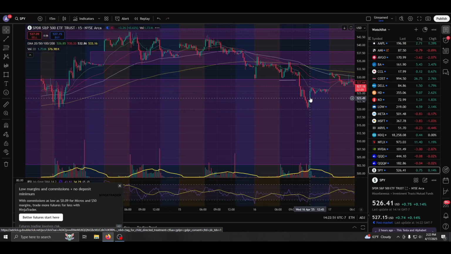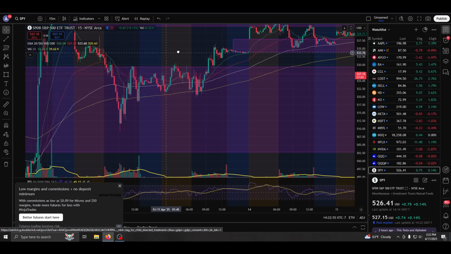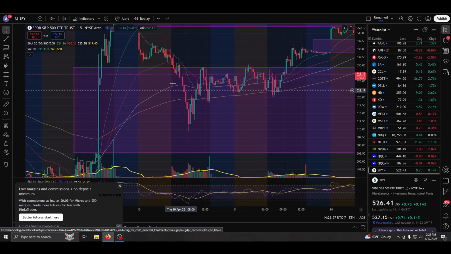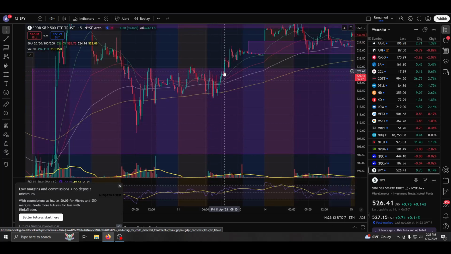Let's bring this all the way back. Take a look at how this gap fill worked perfectly. Do you see how we gapped into the gap fill? And then as we try to make our way back up, we meet resistance exactly where that gap was. And then after hours, we meet resistance again exactly where the gap was. And then the next day, we met resistance initially, broke through, retested right at that point, and then traded here.